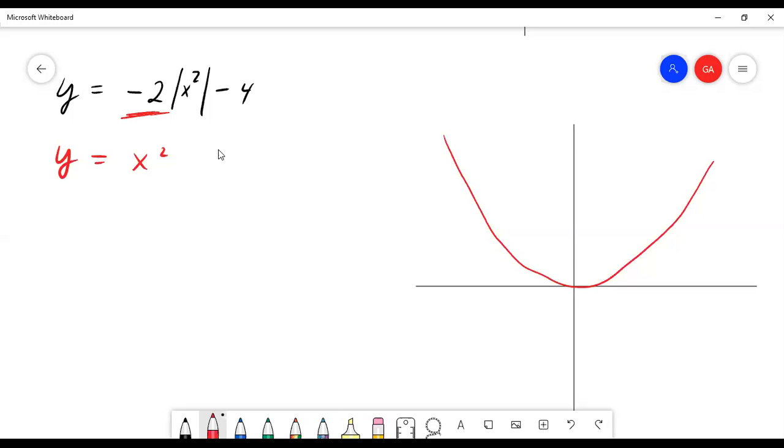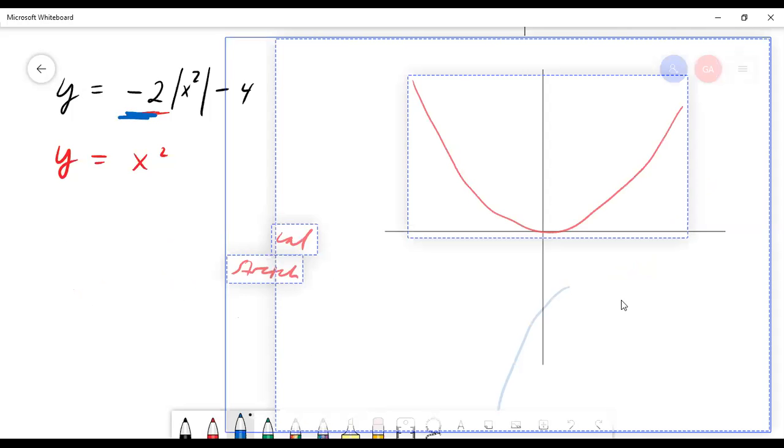If you are confused, or if you're not sure, remember that if you have alpha times f of x, and alpha is greater than 1, that corresponds to a vertical stretch. And that's the exact case we have here. So this is going to be vertically stretched, but because of this minus sign, it's going to be flipped over the x-axis. So for the -2, I'll use blue. For this part, it's going to be flipped over the x-axis.